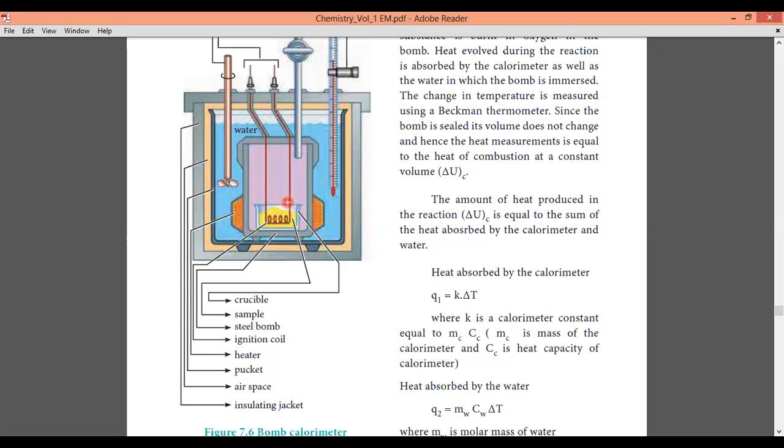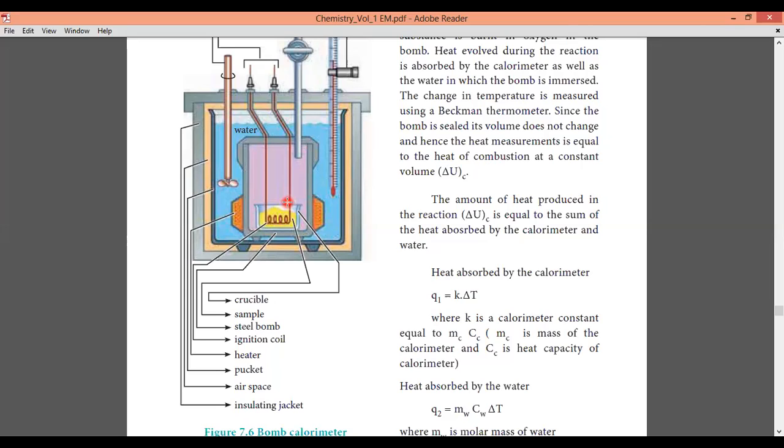அப்போ reaction நடக்கும்போது என்ன ஆகுது, the temperature increase ஆகும். அந்த temperature change ஆகுது இல்லையா, அதை நம்ம என்ன பண்ணணும், we have to measure using a Beckman thermometer. So அந்த thermometer பேரு Beckman thermometer. Okay, using the thermometer we have to measure the temperature change.